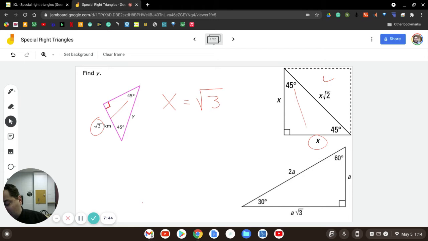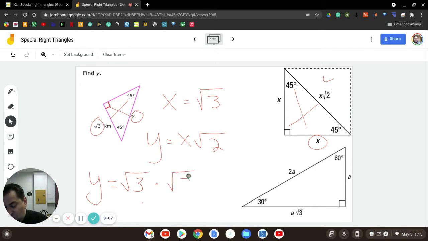I look to see what I have here is I need to find y. Y is opposite the 90-degree angle. Opposite the 90-degree angle is x square root of 2. So y is equal to x square root of 2. Well, I know x is square root of 3, so y is going to be the square root of 3 times the square root of 2, which I know is the square root of 6.